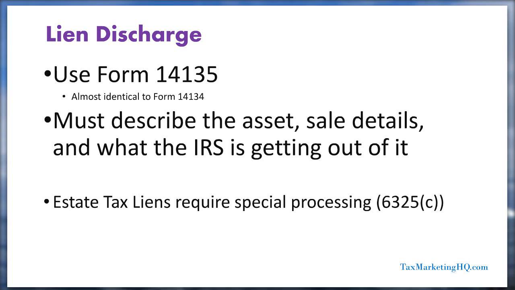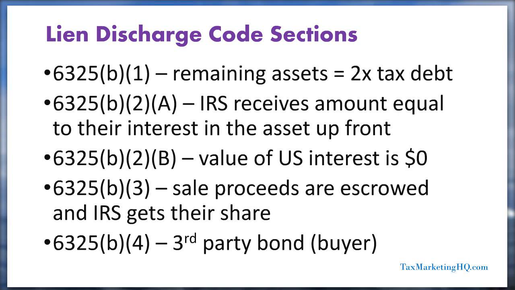And just like the subordination, those estate tax liens require special processing under Code Section 6325C, and we're not going to delve into those here. Those are rare and specific situations that we could talk about for an hour by themselves. So I know this is a lot for one slide. I probably should have broken this up into multiple slides, but these are the discharge code sections. And just like a subordination, you have to cite the code section that you are applying for the discharge under.